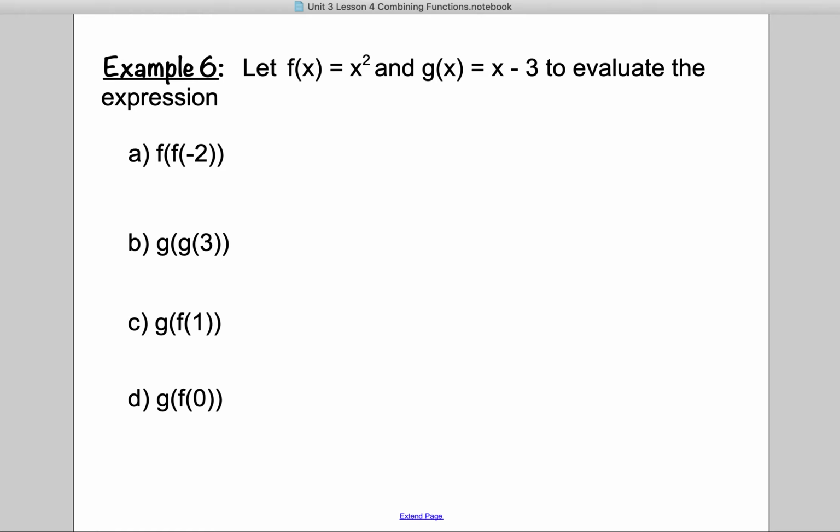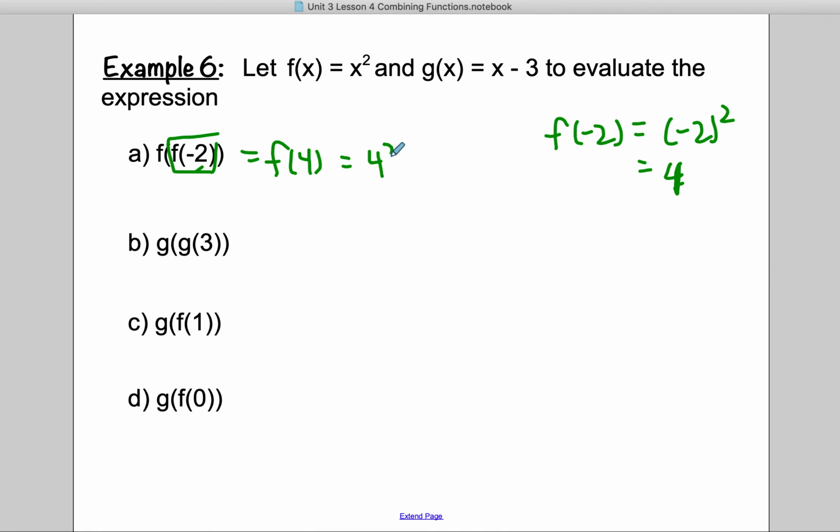So we got f of f of negative 2. So how do we handle f of f of negative 2? First, we find f of negative 2. Start with the innermost piece. So it's negative 2 squared, which is 4. So this part's 4, so then I have f of 4. I got to do it one more time, so then I would have 4 squared, which is 16.